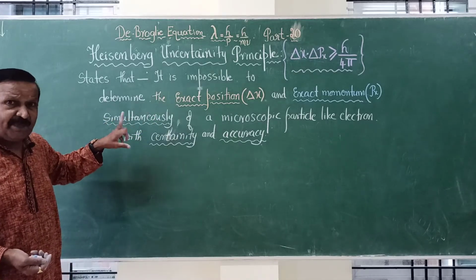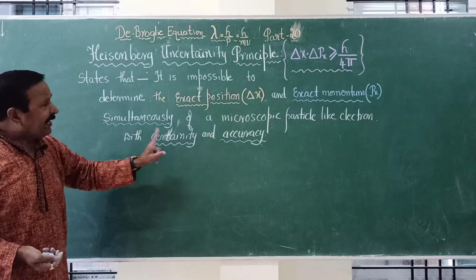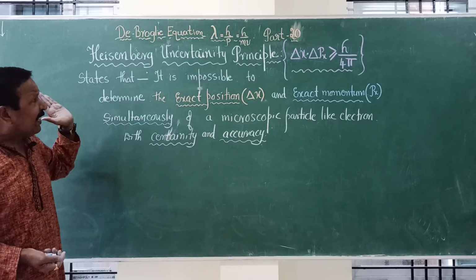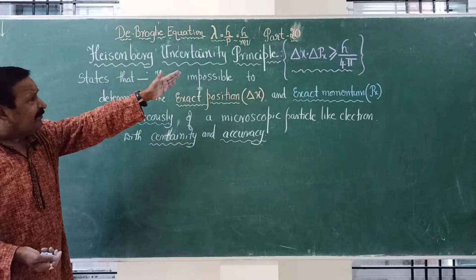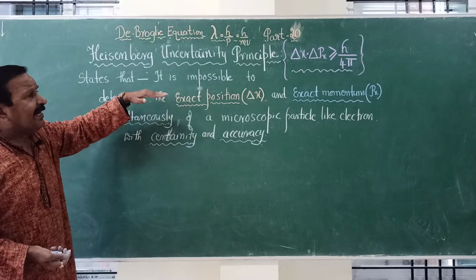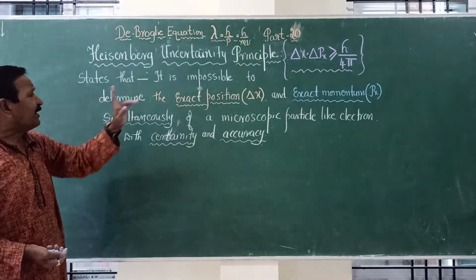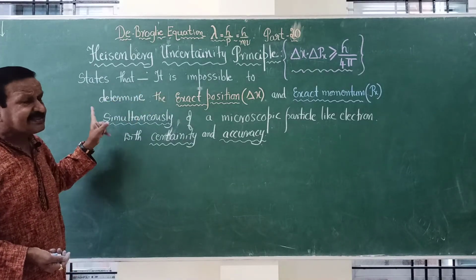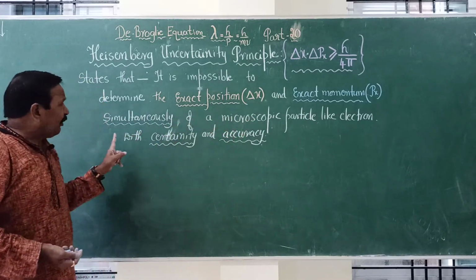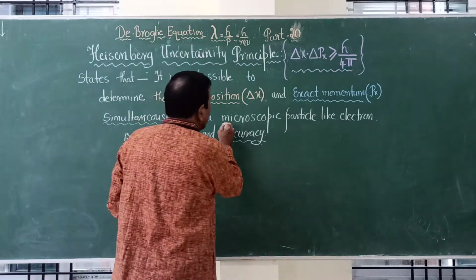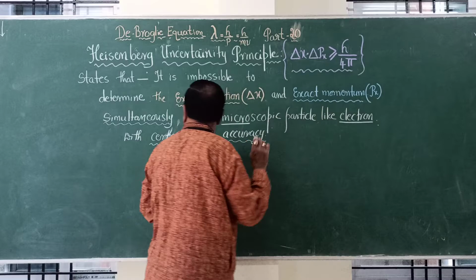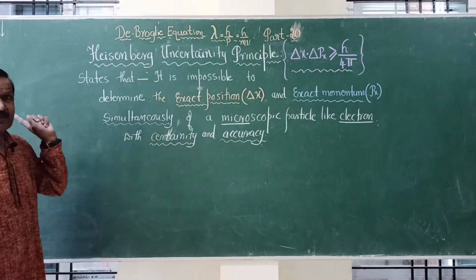Two things cannot be done at the same time with accuracy and certainty. So this was the statement given by Heisenberg. He said it is impossible to determine the exact position and exact momentum simultaneously, at the same time, of a microscopic particle like electron. Remember, this is for microscopic particles, not applicable for macroscopic, with certainty and accuracy.